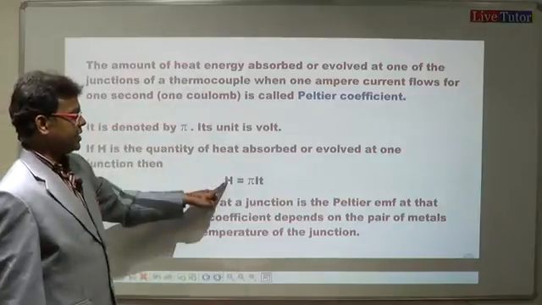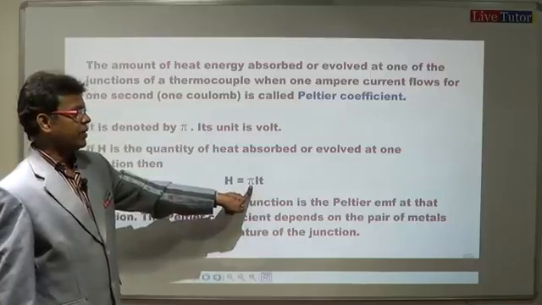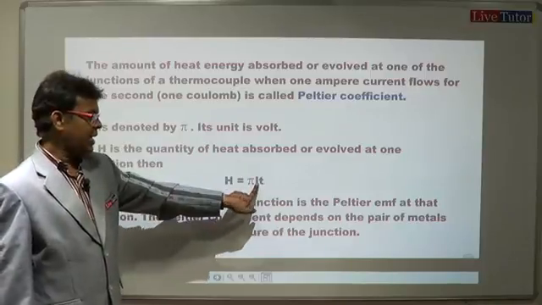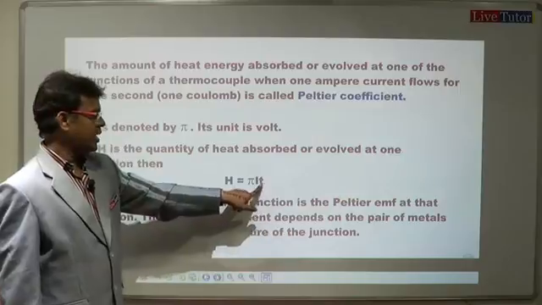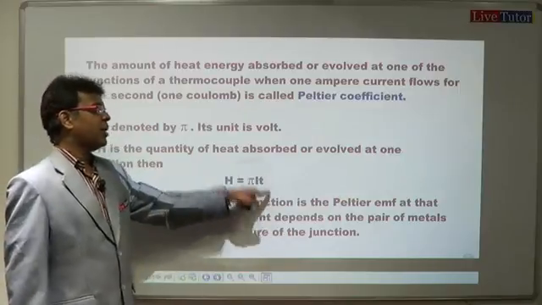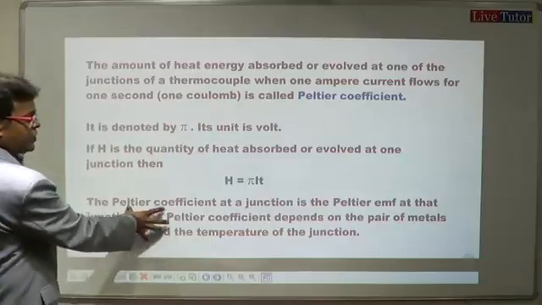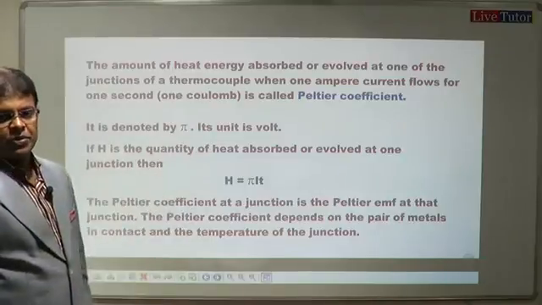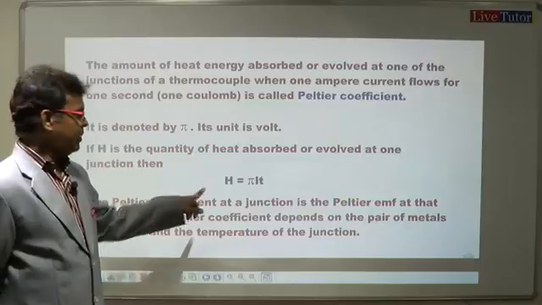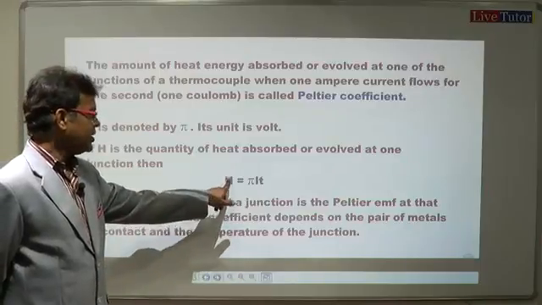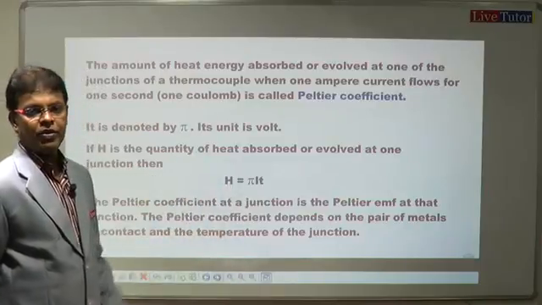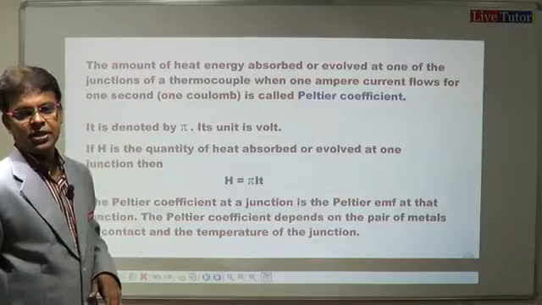அப்போ அந்த heat தான் என்ன சொல்றோம்? Peltier coefficient சொல்றோம். எப்போ? When I is 1, T is 1. So இந்த equation வச்சு என்ன பண்ணலாம் நம்ம? Easier what is Peltier coefficient define பண்ணலாம். Okay? So the Peltier coefficient at a junction is the Peltier EMF அப்படினு சொல்லிடலாம். Simply we can say Peltier coefficient at any junction is the Peltier EMF. எவ்வளவு EMF இருக்கோ அதுதான் heat energy.